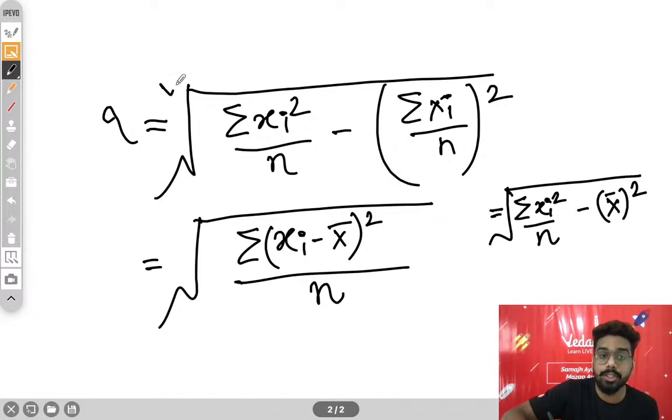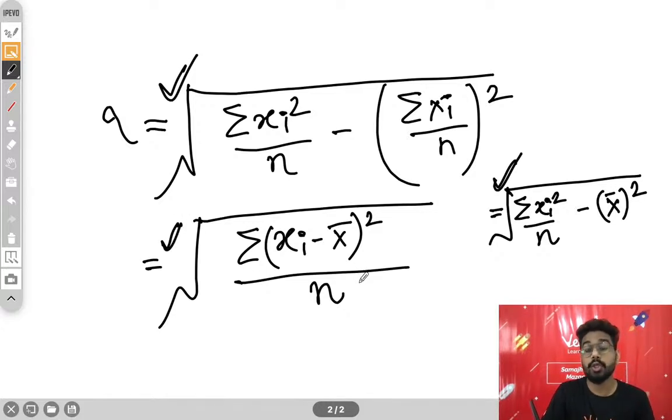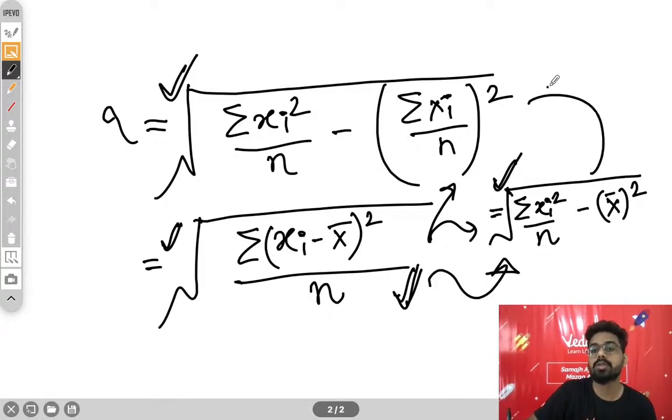We have solved a question based on this, and now we are solving a question based on this. So you should have these three formulas, and they are exactly the same, because if you open this formula, it will convert to this one. You can convert this to this one. There is no issue.